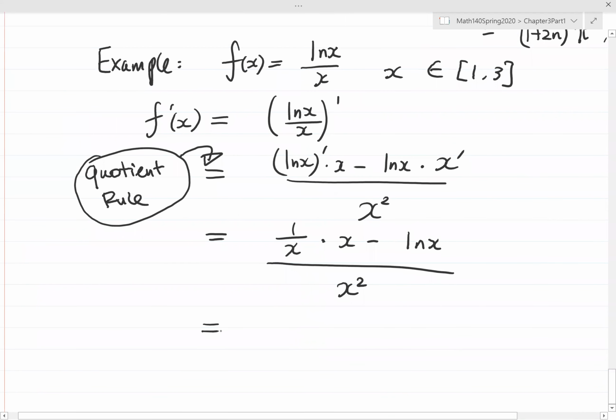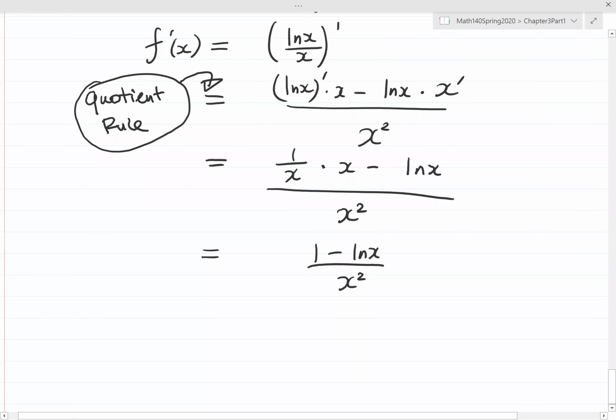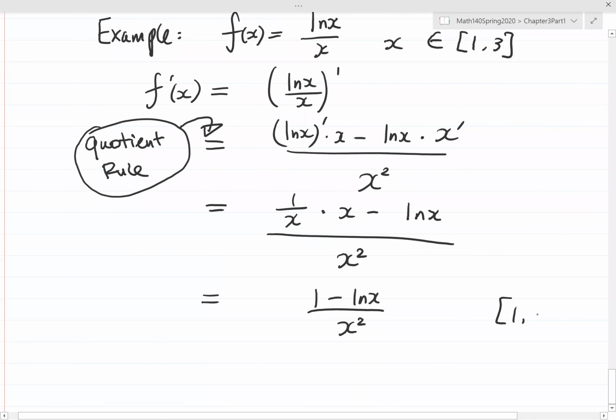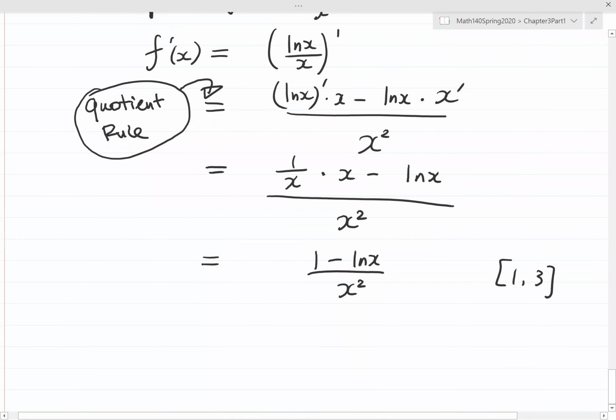Okay, 1 over x times x. So we get 1 minus log x, over x squared. Then we find all the critical numbers on the interval from 1 to 3. The denominator is never 0, so the function is differentiable everywhere on the interval. So we set the derivative to vanish.